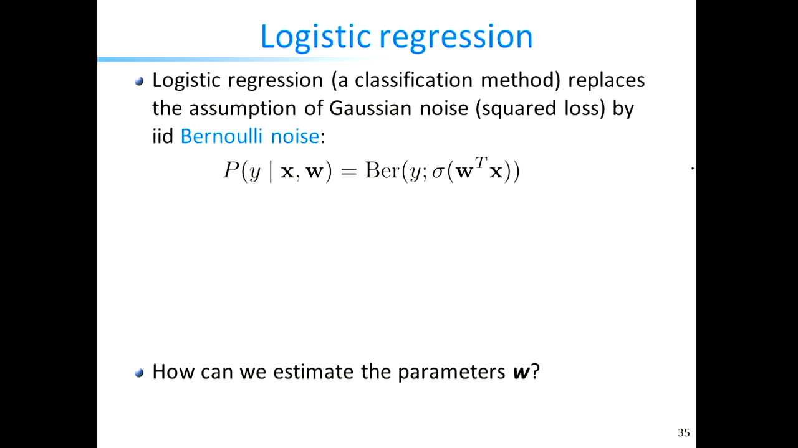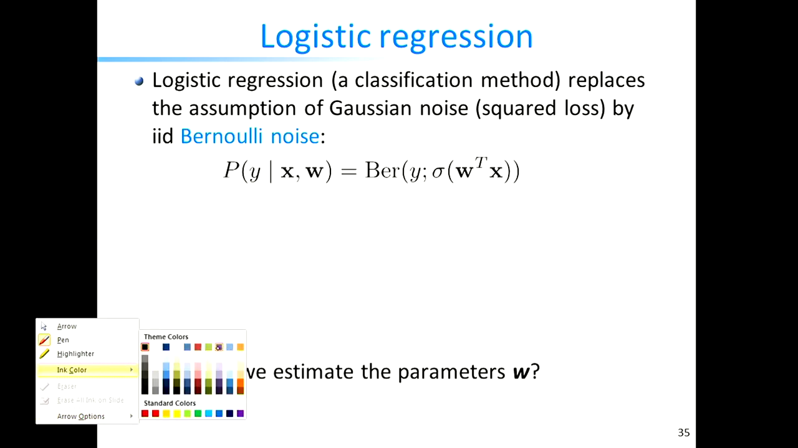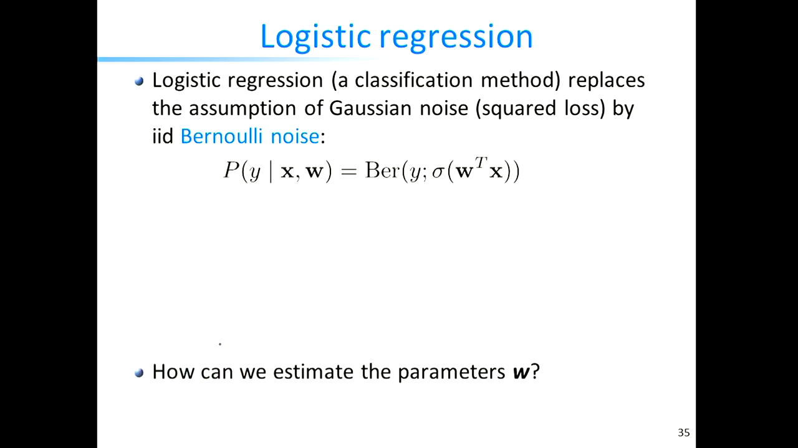This is the assumption behind logistic regression. It's like linear regression, but instead of assuming Gaussian noise, I assume Bernoulli noise. My labels are independent coin flips across the different examples x, so independent across i, but not identically distributed. If I'm close to the boundary, I have more uncertainty and my probability is closer to a half, compared to when I'm very far on the positive or negative side.